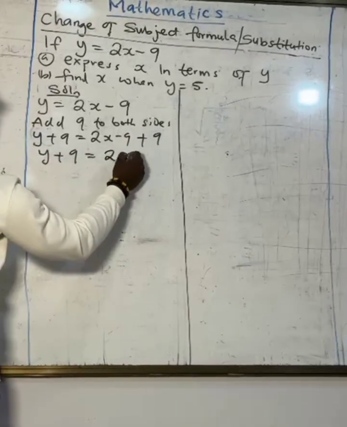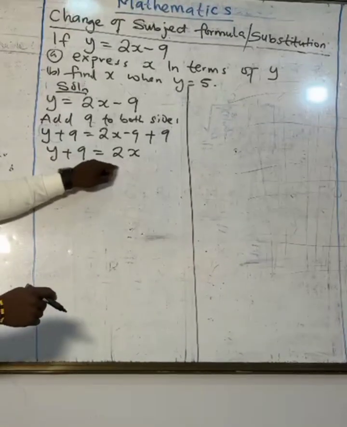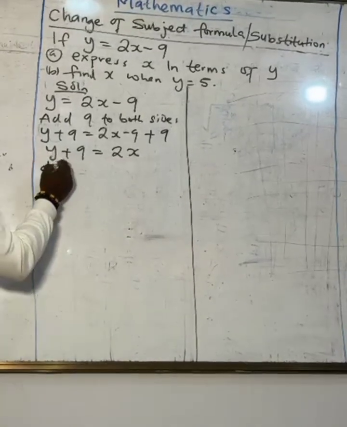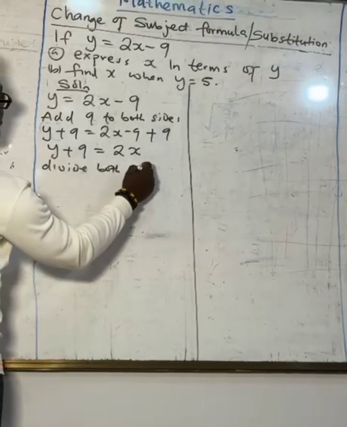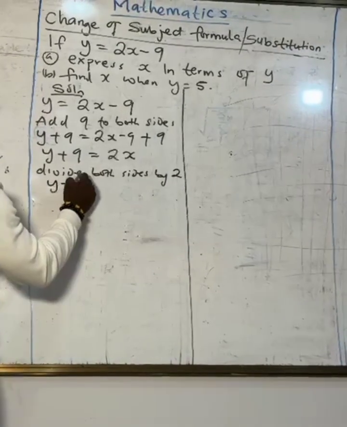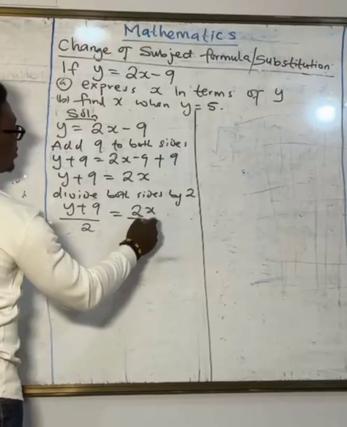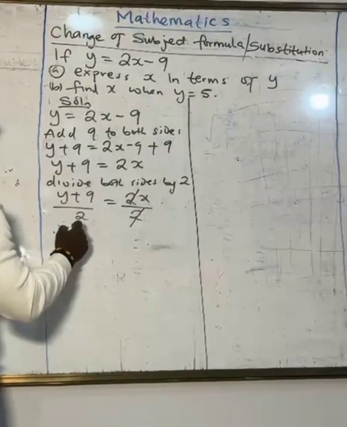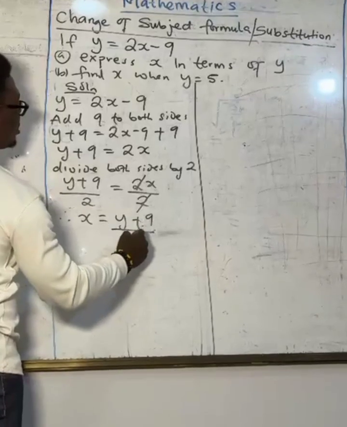We have 2x. So we want to make x the subject of the formula. You divide both sides by 2. So I have y plus 9 over 2 equal to 2x over 2. 2 cancel 2. Therefore, I have x equal to y plus 9 over 2.